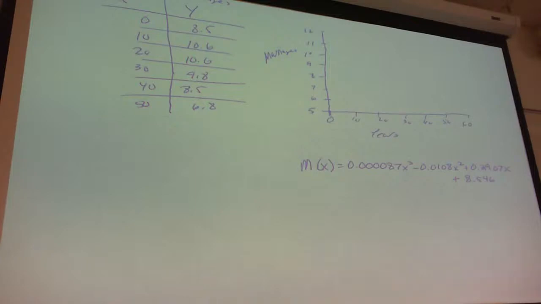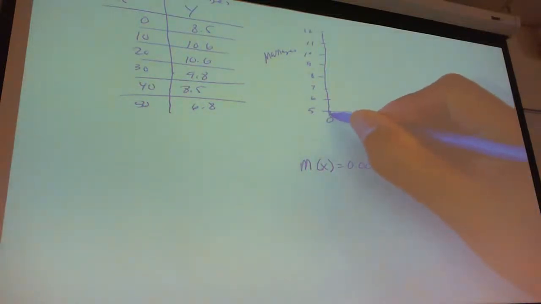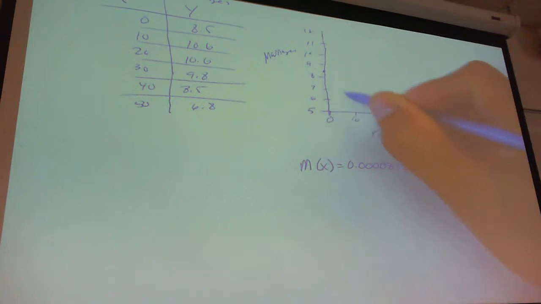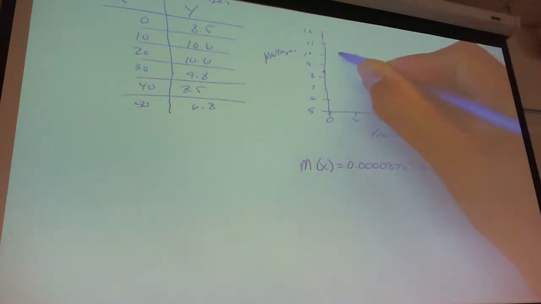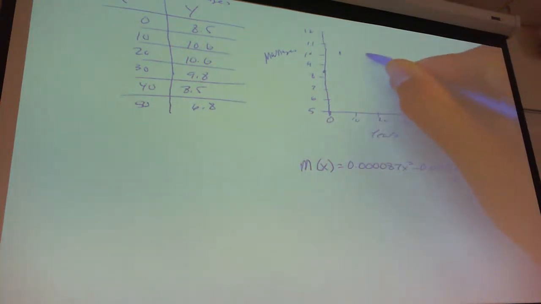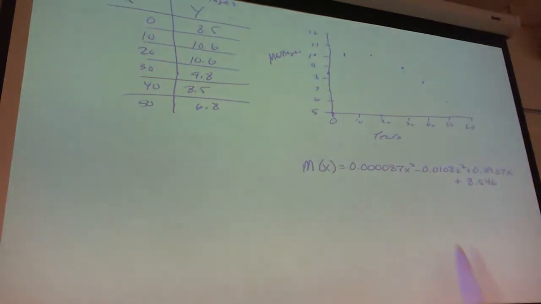But let's make sure we have our graph labeled. 0 is 8.5, 10 is 10.6, 20 is 10.6, 30 is 9.8, 40 is 8.5, and 50 is 6.8. And then now, when I graph this line, what should the line do? Go through the dots or be close to the dots.